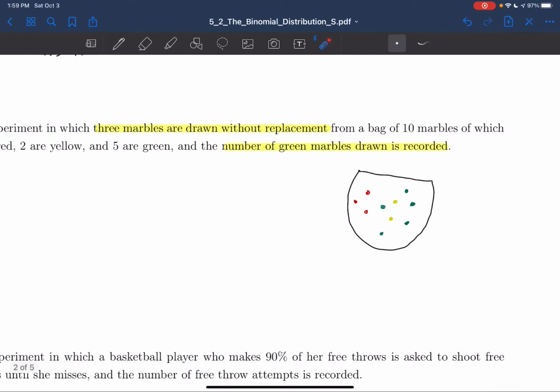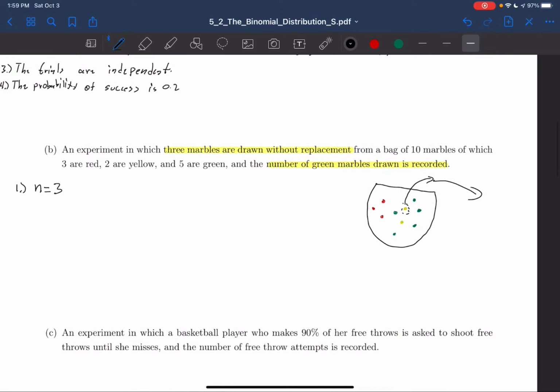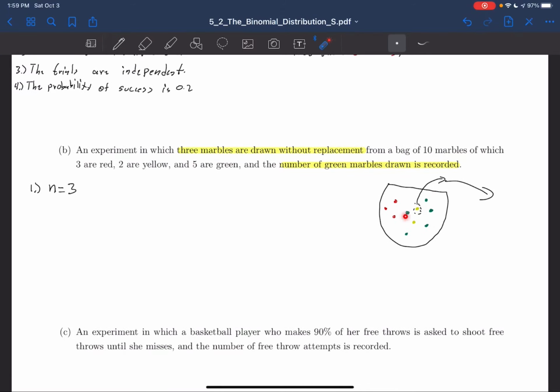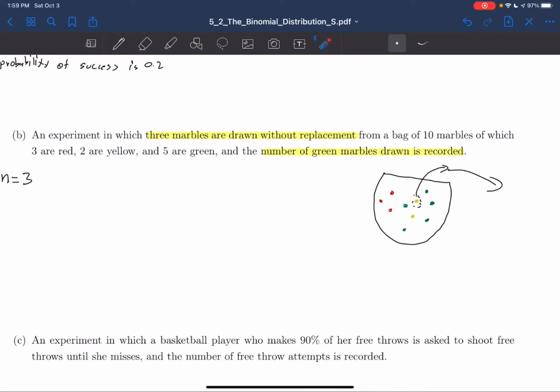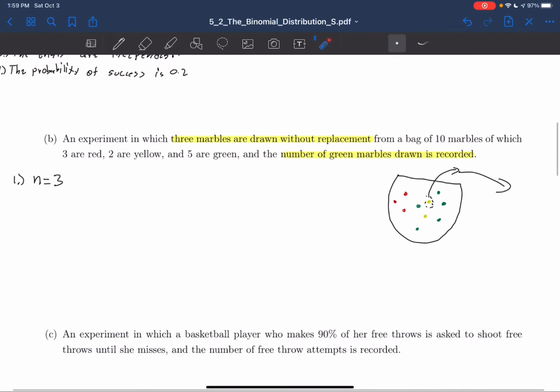So what does that mean? It means that, let's say I pick a yellow marble on the first try. I don't put it back, I actually just leave it out. It's without replacement. So we have fewer marbles on the second trial than there are on the first trial. So what does this mean?